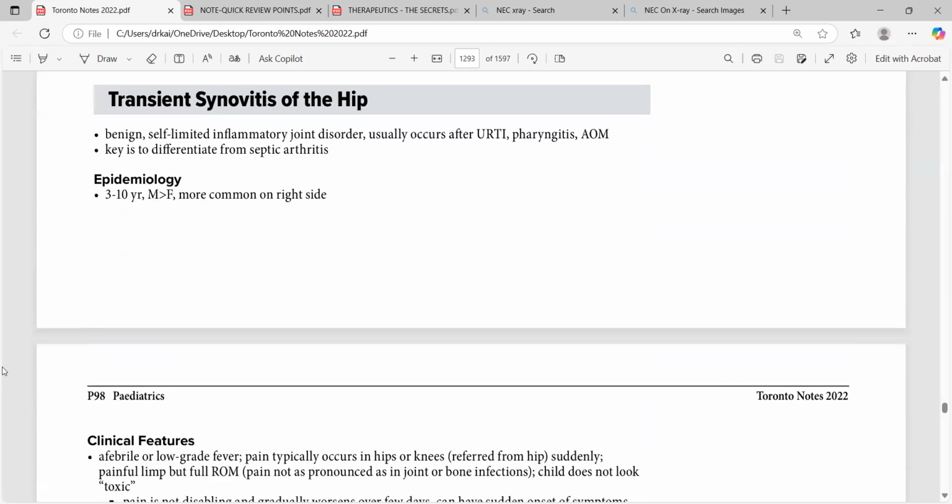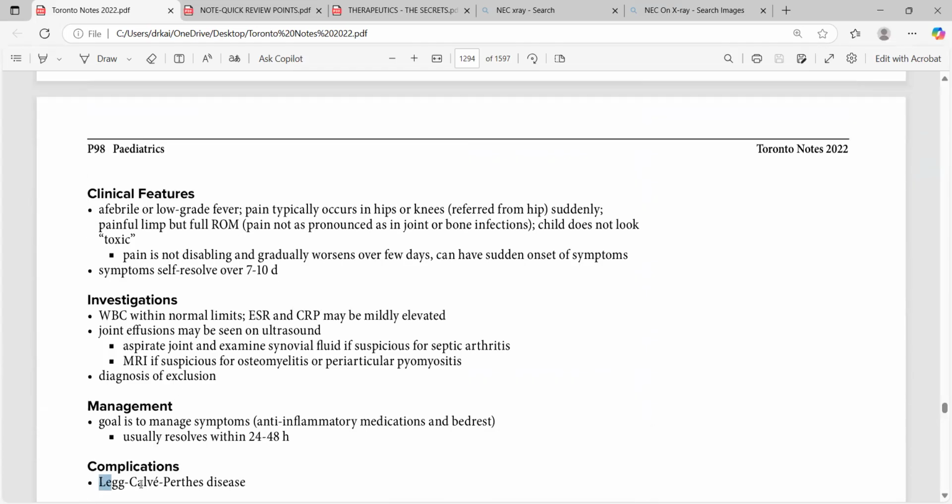Transient synovitis of the hip can lead towards Legg-Calvé-Perthes disease.